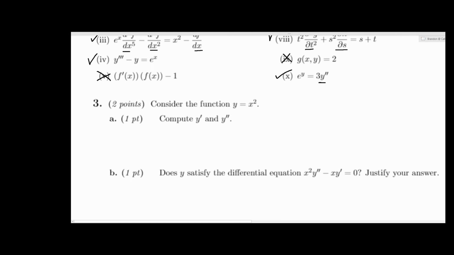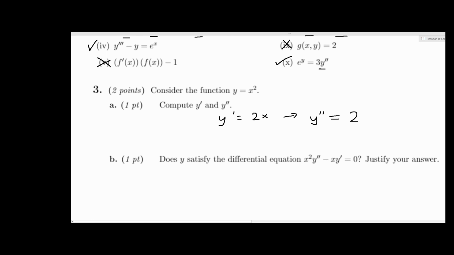For number 3, consider the function y equals x squared. Compute y prime and y double prime. So to derive this, it's pretty simple. Y prime is equal to 2x, because what we do is we bring down the power and then we subtract it by 1. To get the second derivative, we have y double prime is equal to 2. Since there's basically a 1 right here, we would bring that down. 2 times 1 is 2, and then we subtract 1, and that means we're left with x to the 0 on the top.